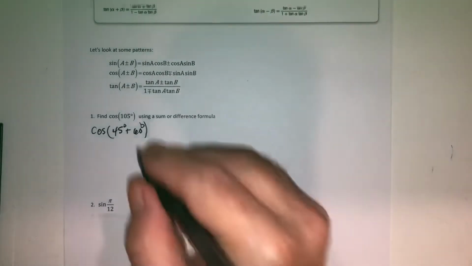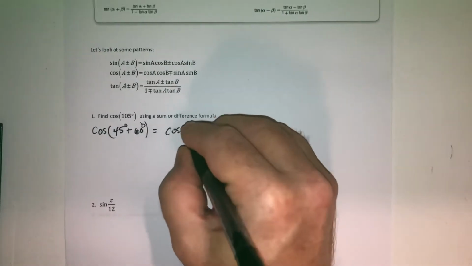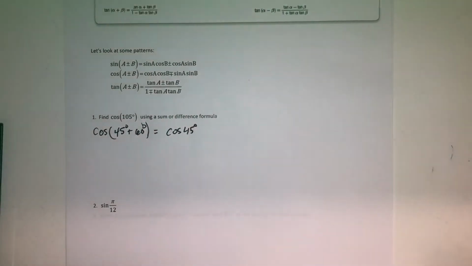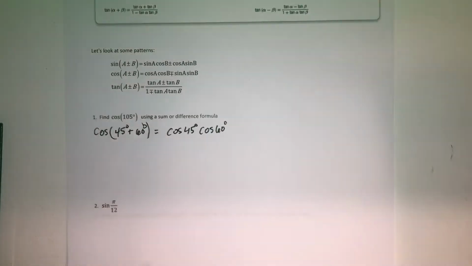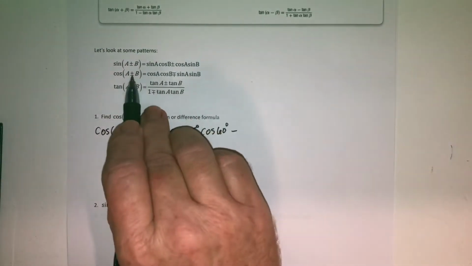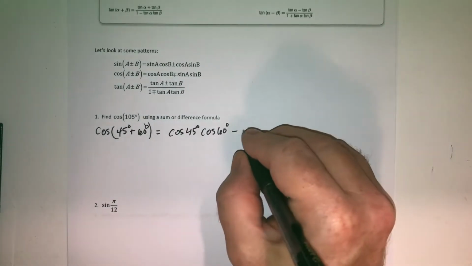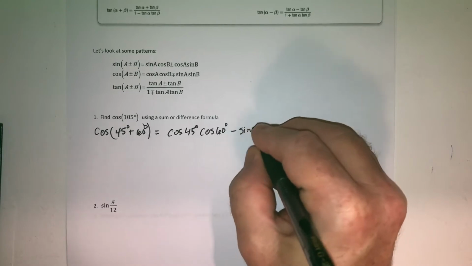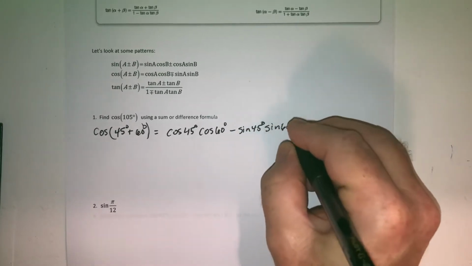All right. And the cosine sum says that this is equal to the cosine of alpha, which in this case is 45 degrees, times the cosine of 60 degrees, all right, and this is going to be minus, because if you look, it's inverted, so we're doing the top part here, we got to do the top part there, the product of the sines. So the sine of 45 degrees times the sine of 60 degrees.